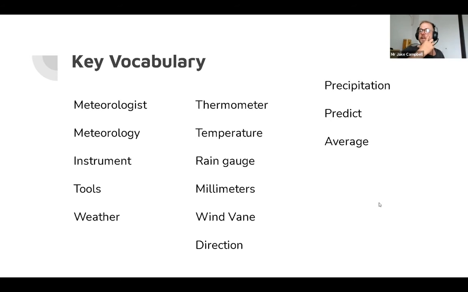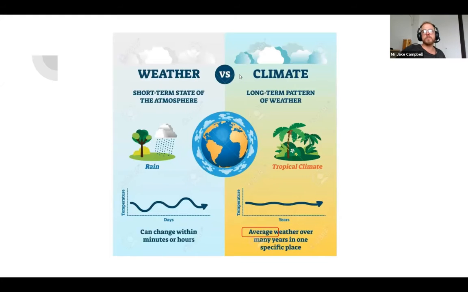Caroline, what is the name of someone who studies weather? Meteorology. Yeah, meteorologist. Fantastic. Thermometer, rain gauge, and wind vane are all what? Instrument. Yeah, perfect, buddy. Well done. Fantastic. A little recap, class.